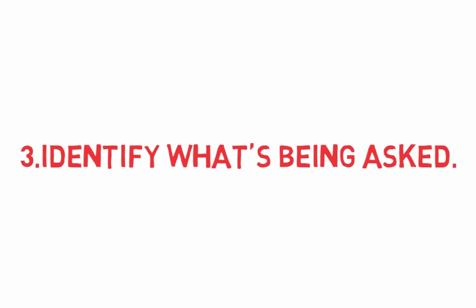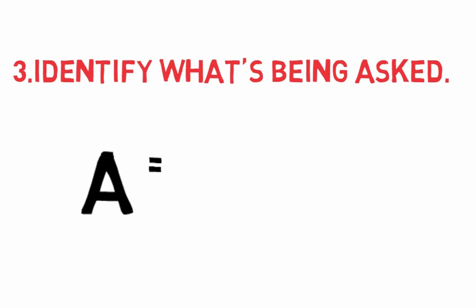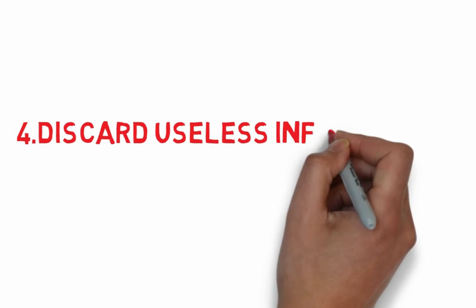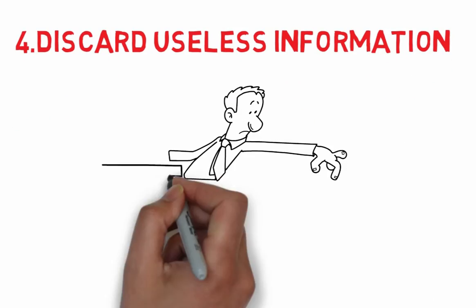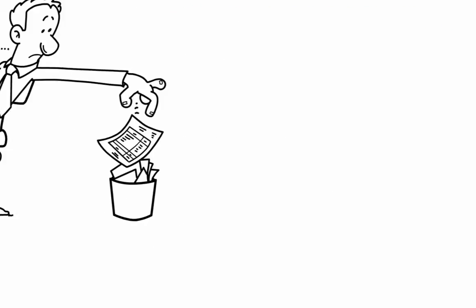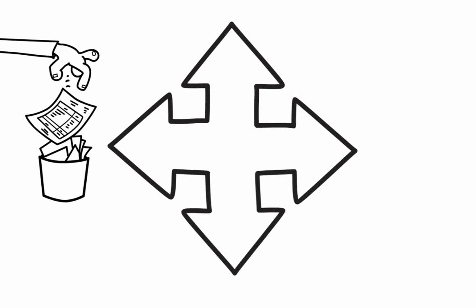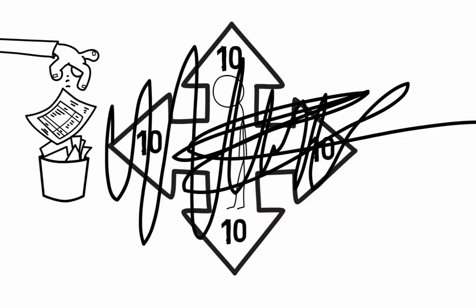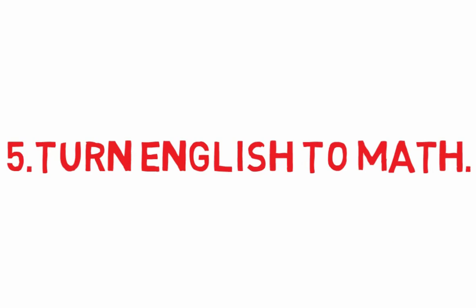3. Identify what's being asked. A equals what? 4. Discard useless information. We now see that the information about divided equally or 10 caramel bars per girl becomes irrelevant. 5. Turn English to math.